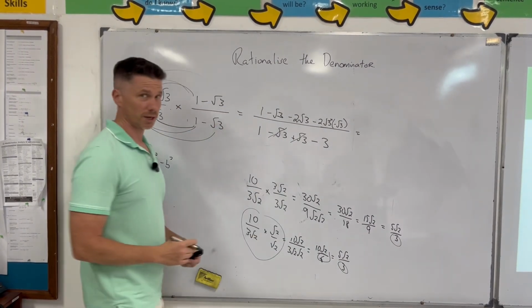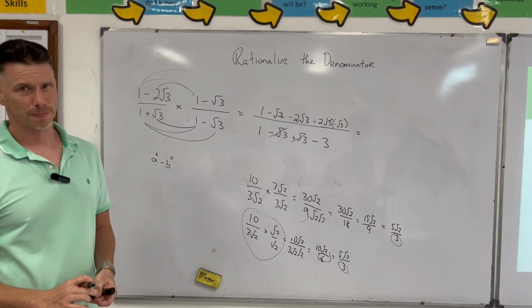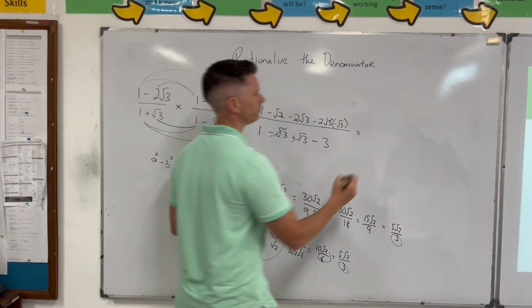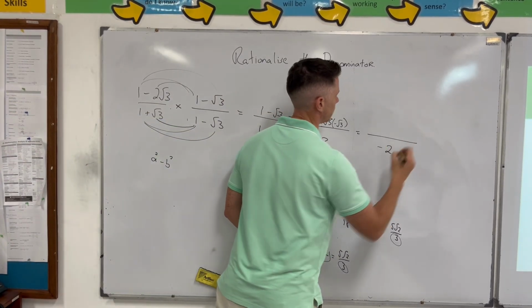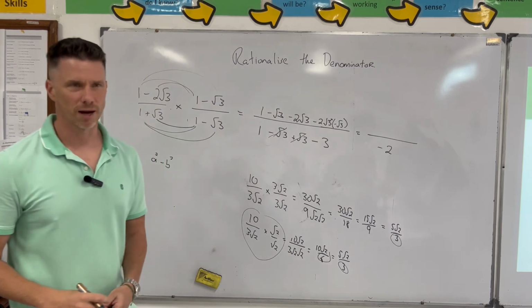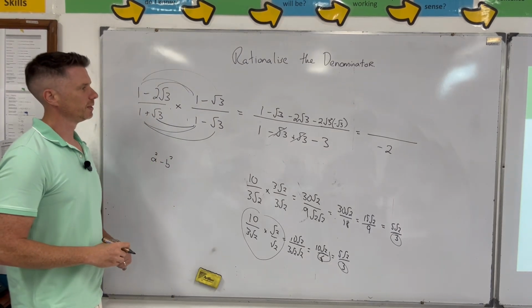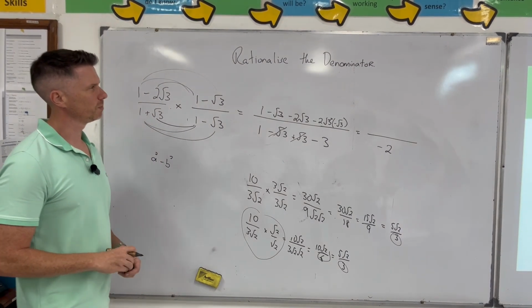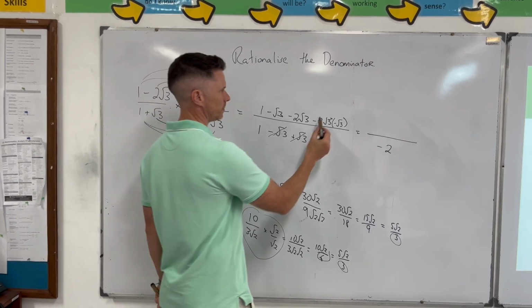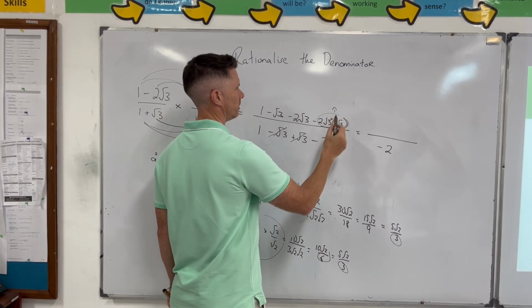What's my denominator? Minus 2. Is it okay it's negative? Yes. It's still a rational number, still an integer. What's the numerator going to be? Well, let's just tidy up this bit first, above it.